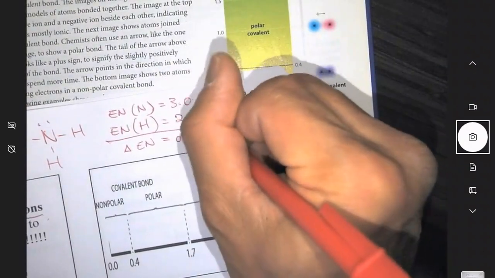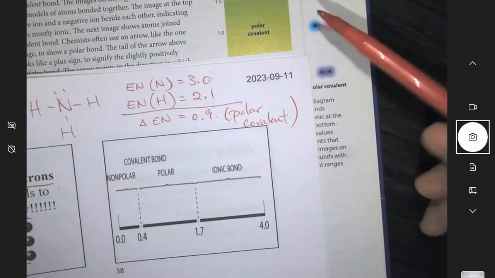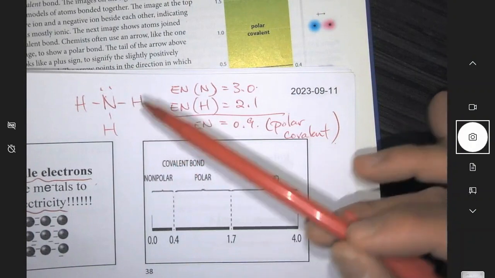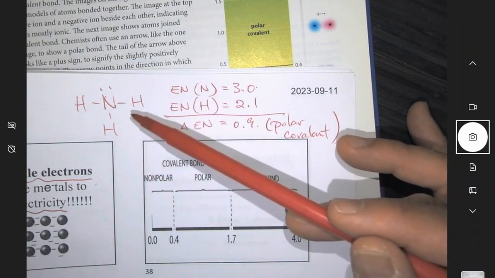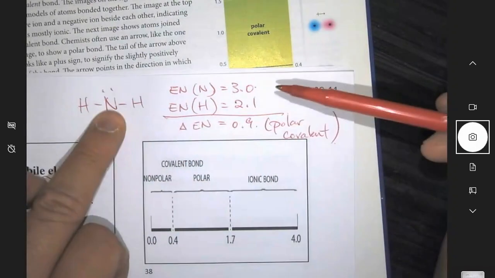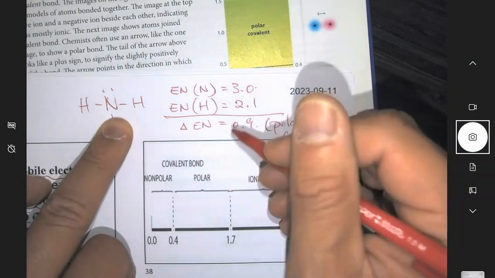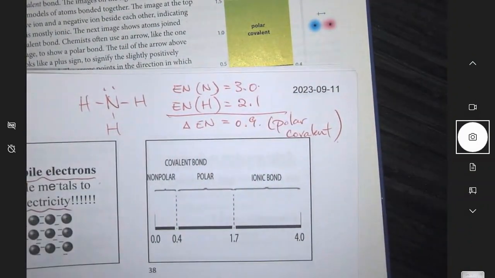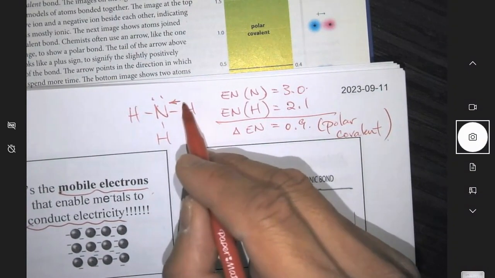So this will be considered a polar covalent bond. What it means in this situation is that the electrons in that covalent bond will be closer to which atom, nitrogen or hydrogen? Nitrogen, why? Perfect. So the electrons will be closer toward nitrogen than hydrogen because nitrogen is more electronegative than hydrogen. So the electrons will be closer to here. You can use an arrow above the bond to show that it's closer towards nitrogen.